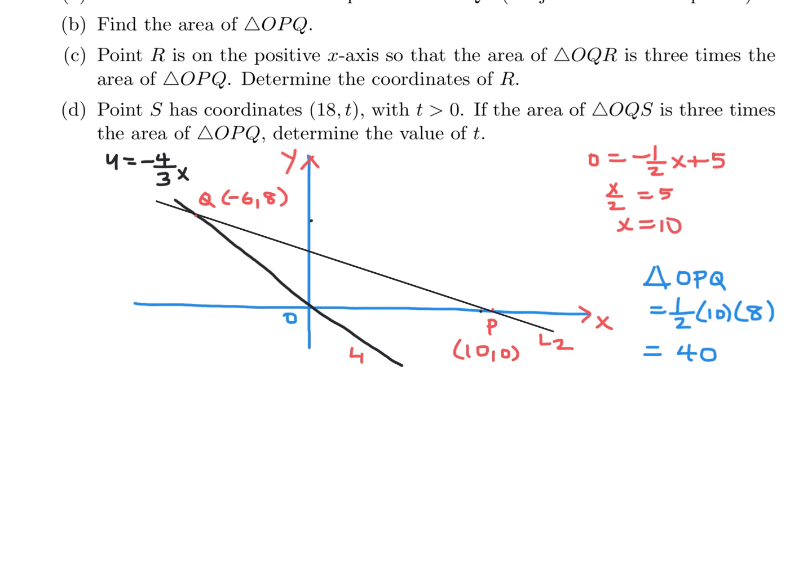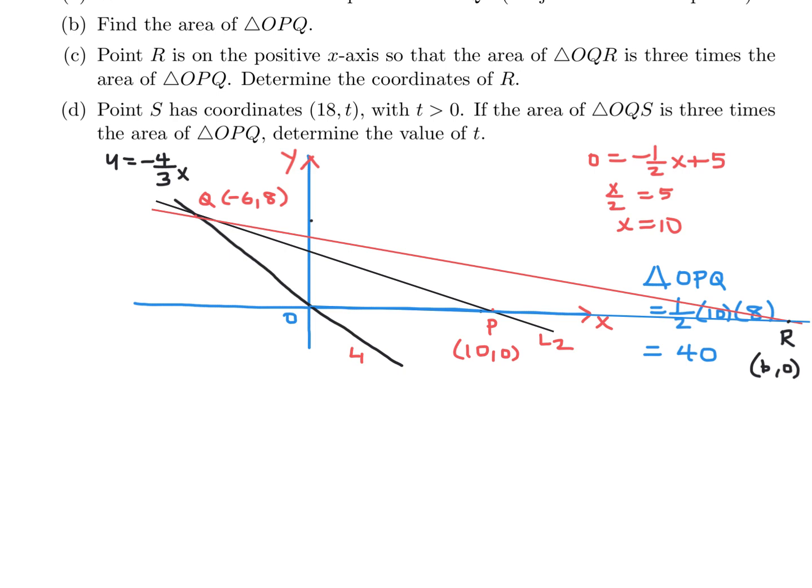Point R is on the positive x-axis, so that the area of OQR is 3 times the area of OPQ. Determine the coordinates of R. So we're going to make this R way out there somewhere. I'm not sure exactly where, but if it's going to have 3 times the area, it's obviously going to be way out there somewhere. Basically, we would have to extend our x-axis to show that eventually it crosses like that. Okay, no problem. And then what is this now? OQR. So OQ, and then this point right here is my R. I don't know the coordinates, so I'll just call it B, 0.